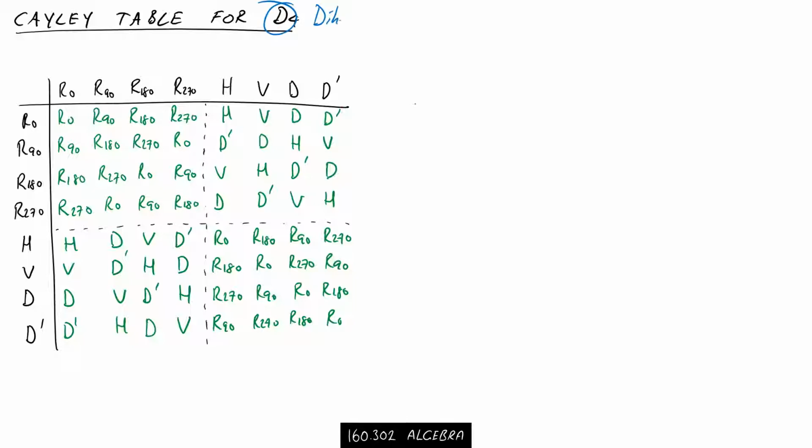So, the dihedral group has order 8, which is 2 times 4. The order of a group is just the number of things in it. And the multiplication table is called the Cayley table, after the mathematician Cayley.